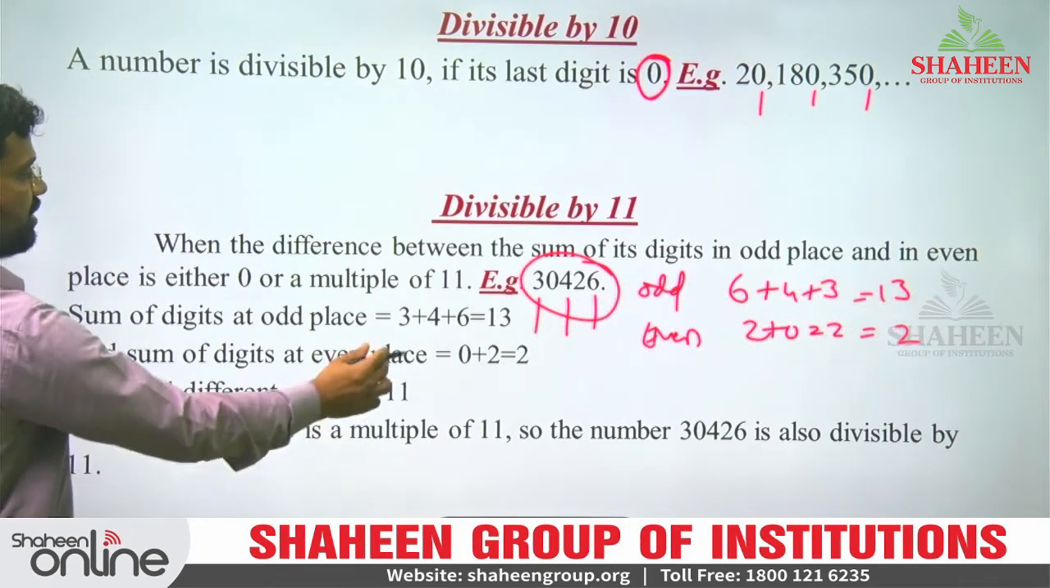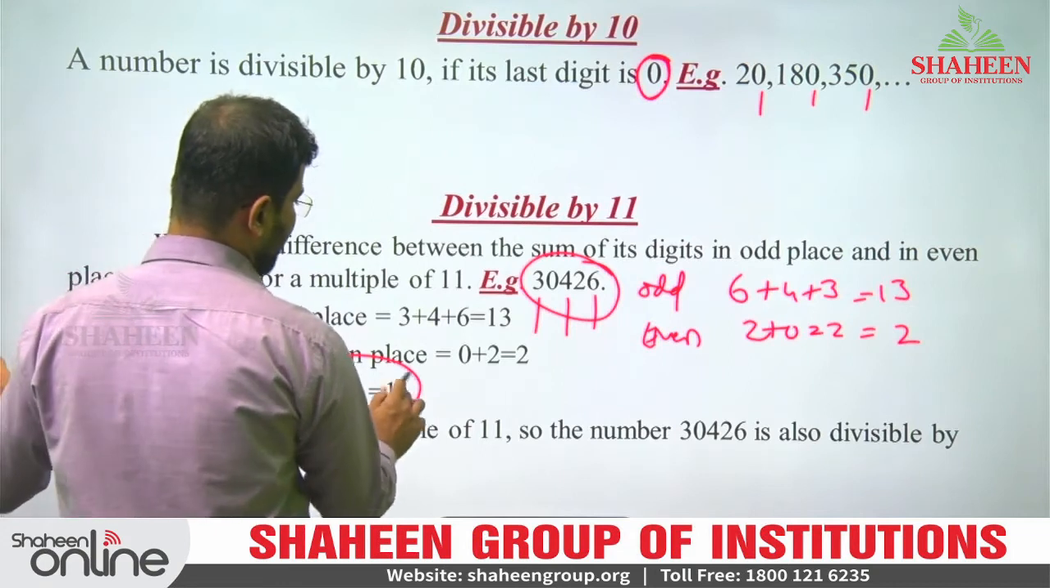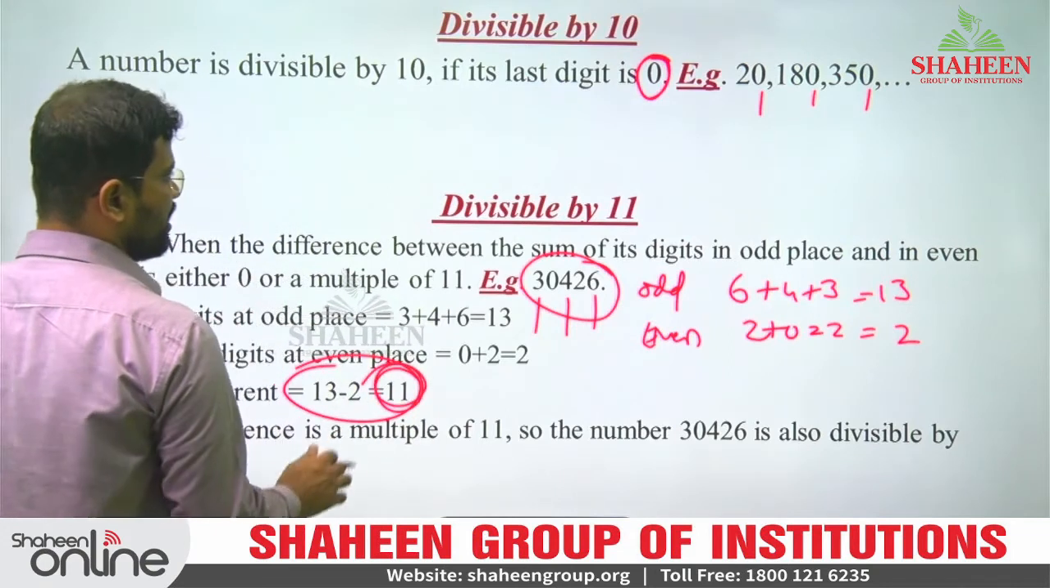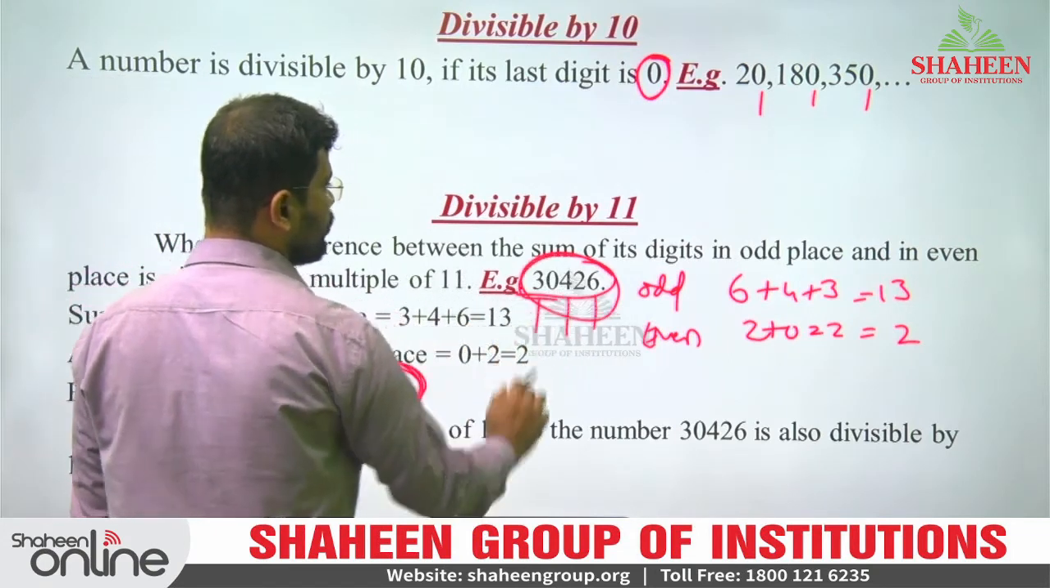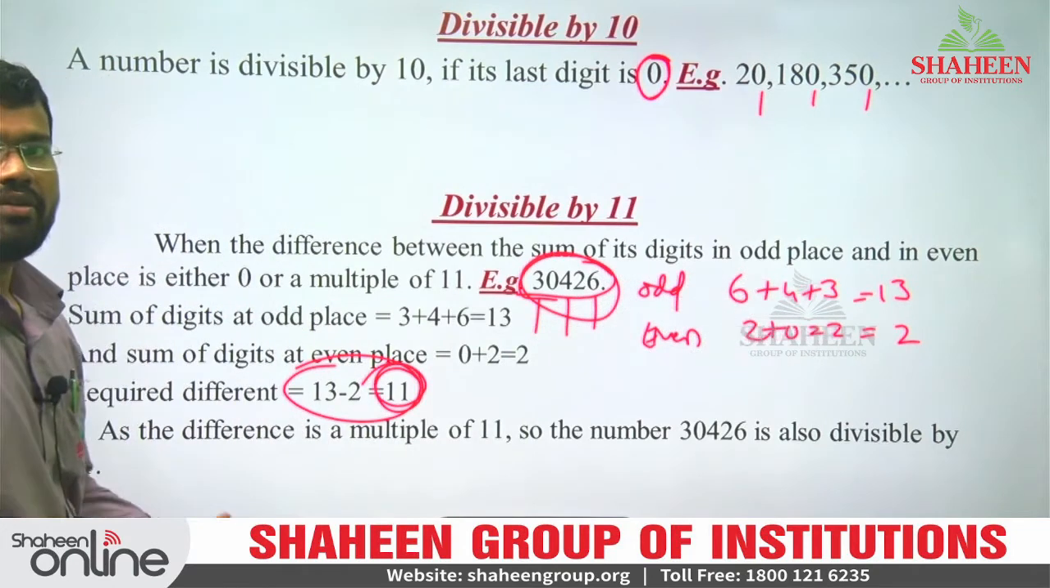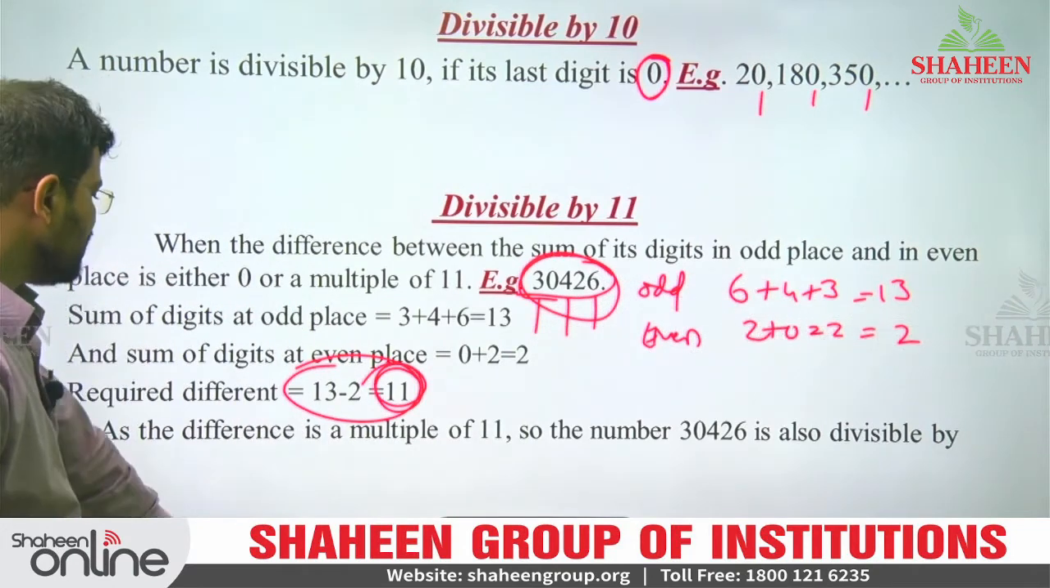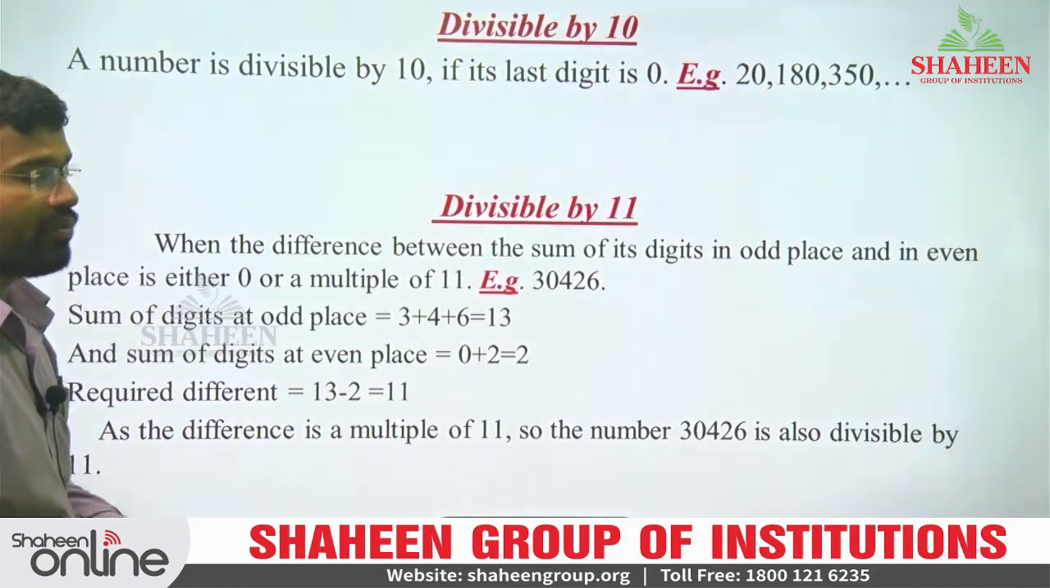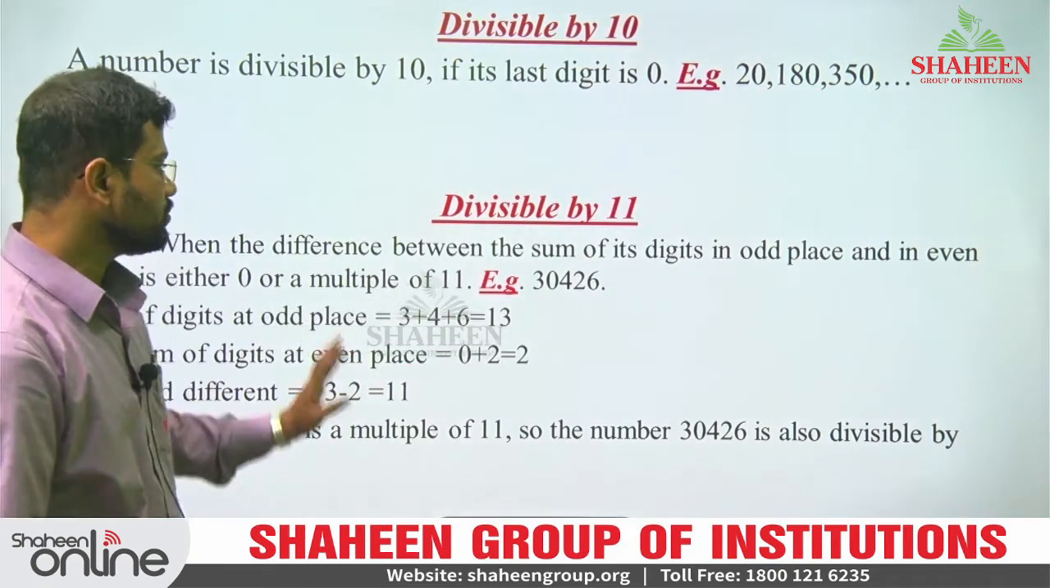Look here, 13 minus 2. What is 13 minus 2? It is 11, and 11 is a multiple of 11. Of course, then the entire number 30426 is divisible by 11 for sure. So this is really very interesting when it comes to a number being divisible by 11.